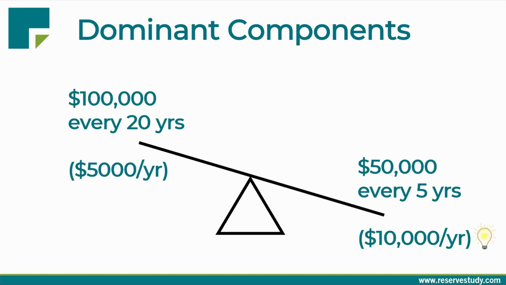So that painting project, even though it is half as much, is happening 4 times as often. So that cost per year you'll see is $10,000. And that can also be called the deterioration rate, if you're looking at a different study that may call it something different. But when you look at those differences, we see, okay, great, we've got this $100,000 component, but it's only a $5,000 a year impact. And then we have the $50,000 component that's $10,000 a year. So you see the difference there.